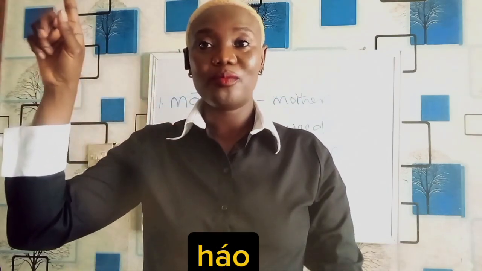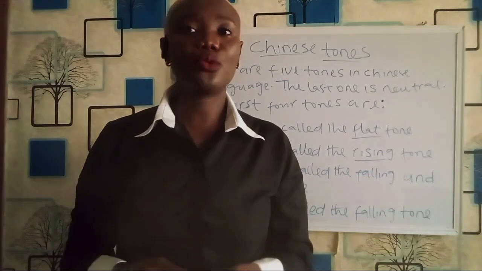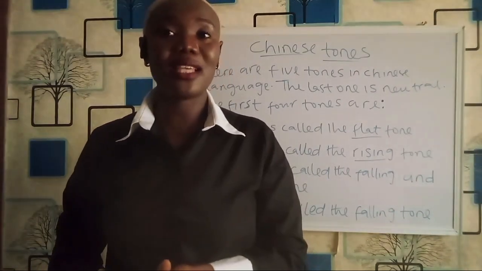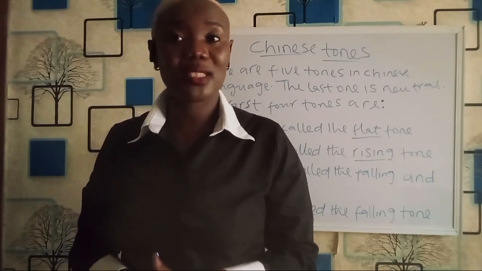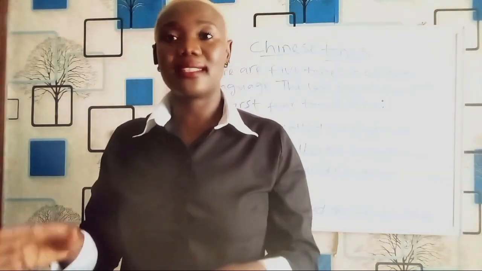How, how, how, how. Is that clear enough now? Now you want to ask someone, how is your mother? Instead of ma, you say ma. You are now asking the person, how is your horse? You have to use the exact tones, same letters, different tones. So the tones will now make the person you are talking to know what you're trying to say.